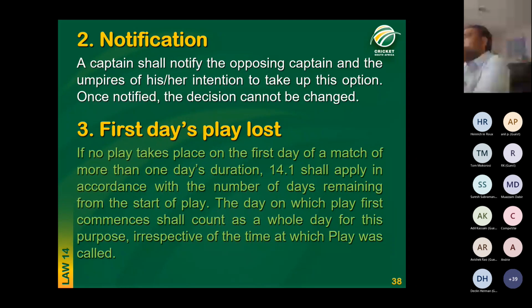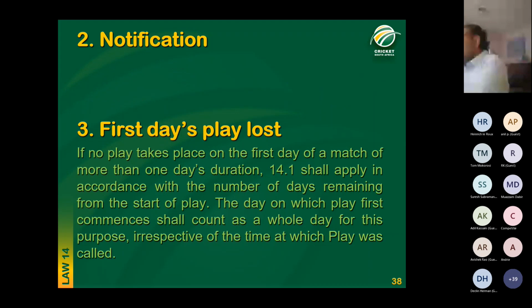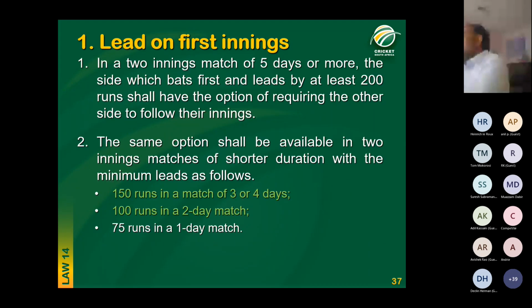So we know that the lead needs to be at least 200 runs in a 5-day test match. But the law tells us that if no play takes place on day one of the test match, and now on day 2 at 10 o'clock the game actually starts, because no play took place on day one, now in terms of the follow-on target, if I can go to the previous screen, it now becomes a 3 or 4-day game. And what does the lead need to be in a 4-day game?